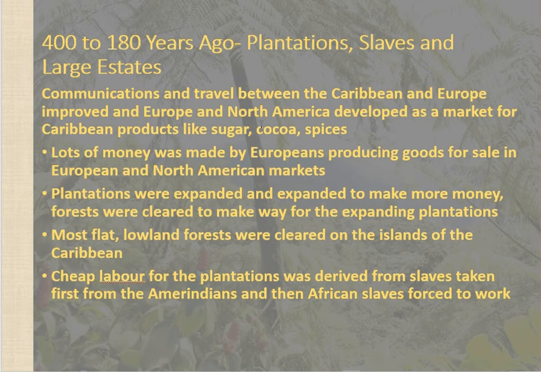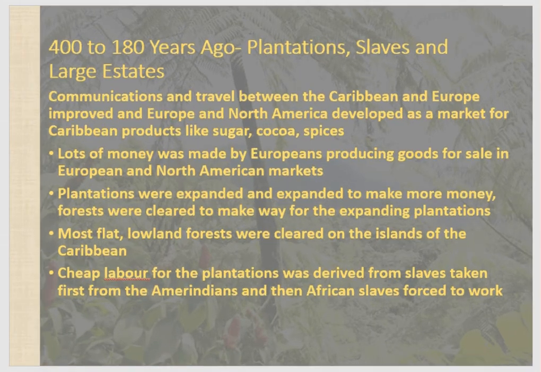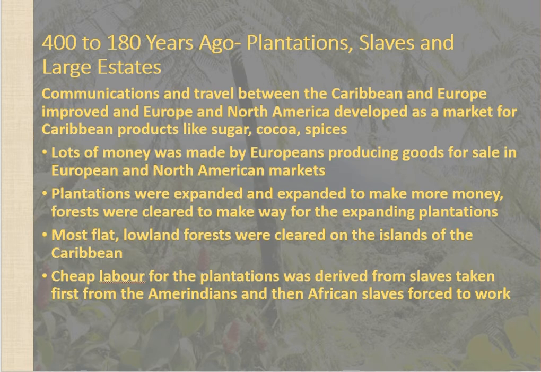in demand. And so Europeans could make a lot of money producing these goods for sale in Europe and North American markets. So good entrepreneurs started expanding the agricultural holdings in the Caribbean, and a plantation model began to be adopted for many crops, particularly sugar. And this plantation model expanded and expanded, got bigger and bigger to make more money, and they adopted practices first pioneered in Brazil of using slave labor as the cheapest labor that they could find. And because of that, they cleared many areas of lowland tropical forest to make way for these plantations.